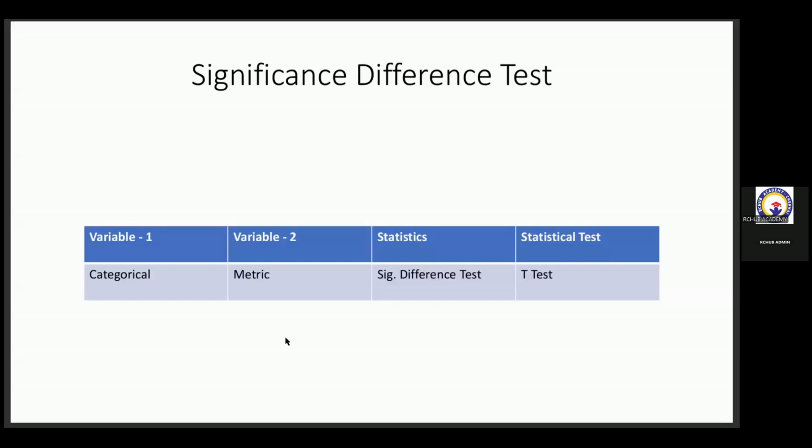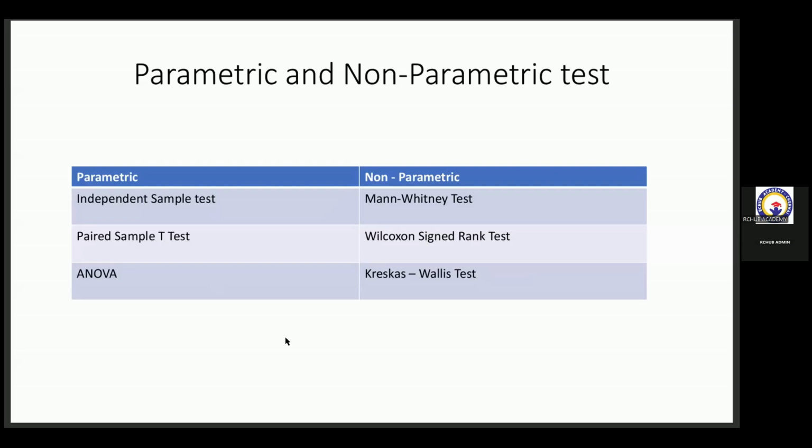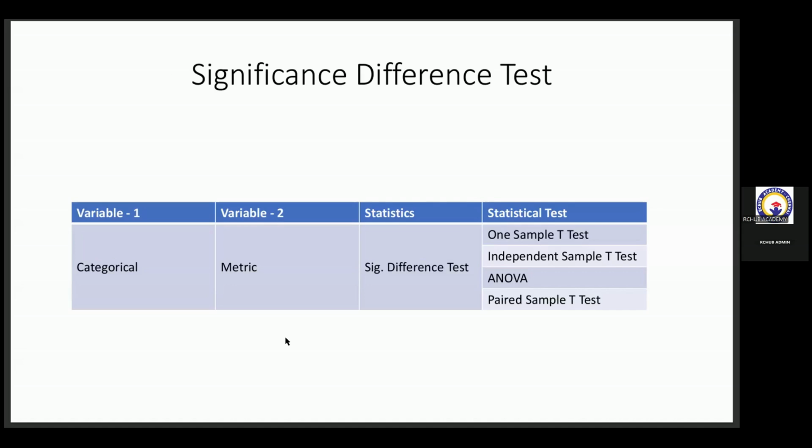Then comes the t-test. When one data is categorical in nature and another data is metric in nature, you need to perform a t-test. There are many types of t-test, like one sample t-test, independent sample t-test, ANOVA, paired sample t-test. This applies if the sample is greater than 60 and the data are normally distributed. In case your data are not normally distributed and your sample size is less than 60, it is better to go for non-parametric tests. That is Mann-Whitney test, Wilcoxon signed rank test, and Kruskal-Wallis test. These tests are a replication of the earlier tests, that is independent sample t-test, ANOVA test, and paired sample t-test. Okay, so now let's get into the topic.